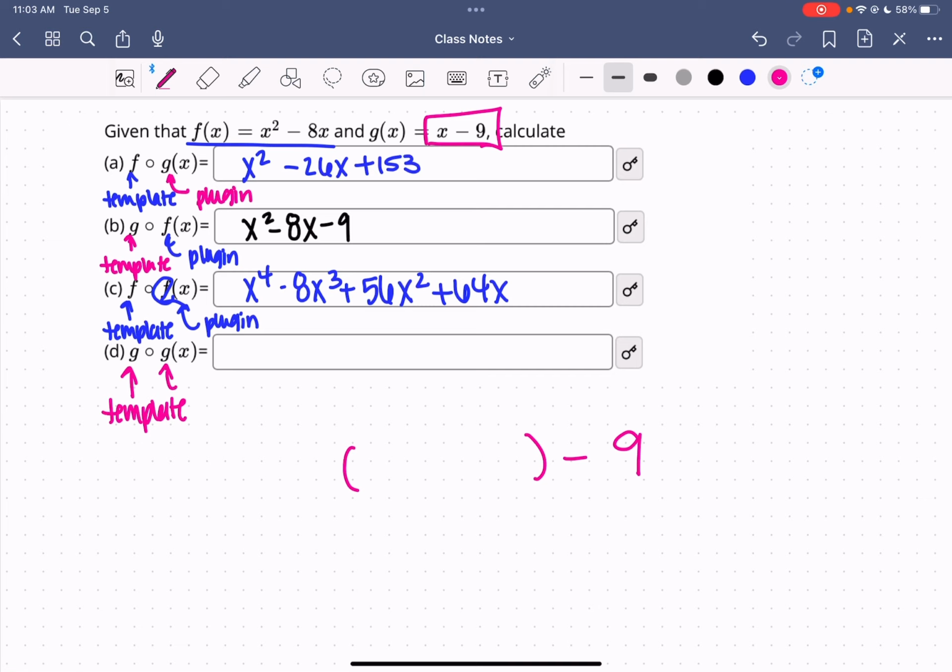Now, this one lists g again as the plug-in, so I'm going to list x minus 9 in that parentheses. Again, the parentheses just gave me placeholders, but now when I go to clean this up, I can just put these two values together and I get x minus 18.